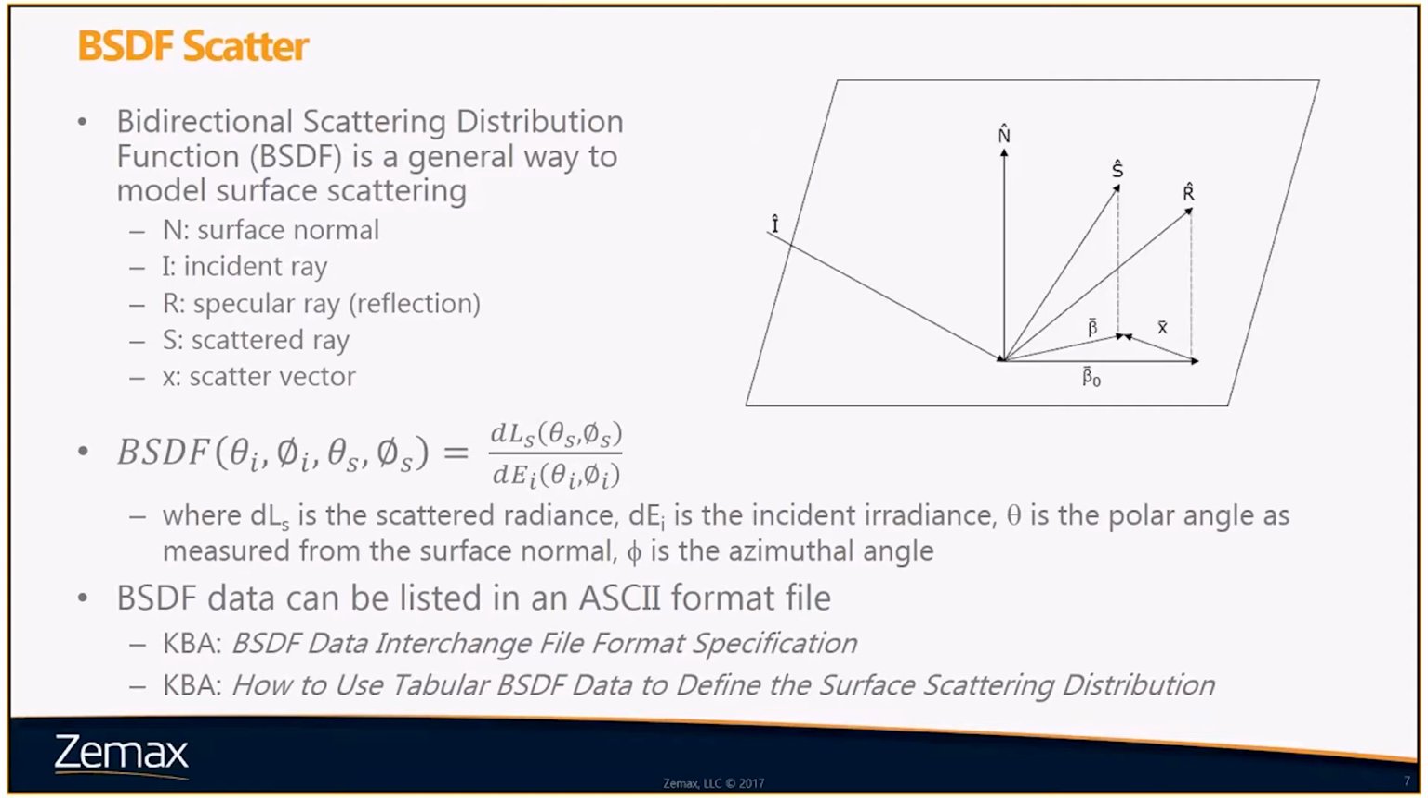BSDF is a really general way to describe the scattering of a system. We do have a few knowledge base articles that go into BSDF and the data format that we use within OpticStudio. BSDF is basically just a function that describes how much energy is going into different parts of space as measured relative to the specular ray.